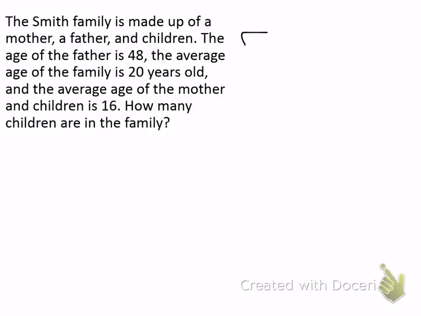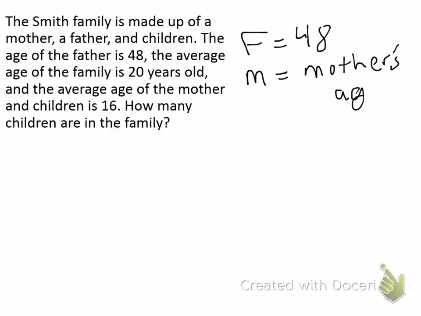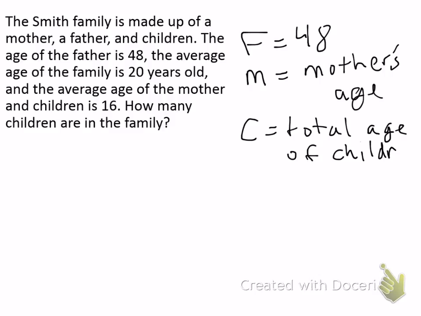So we know the father is 48 years old. We don't know the mother's age, so let's just say M is the mother's age. We also don't know the age of the children, or in fact how many children there even are. But let's say C is the total of the children's age. So total age of children. And then we're trying to figure out how many children in total there are.